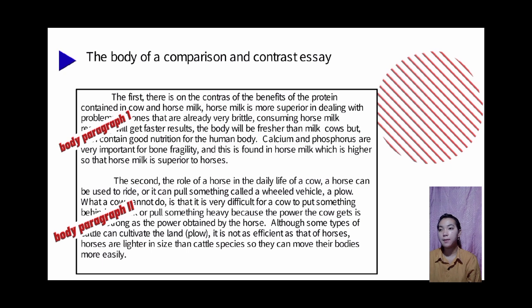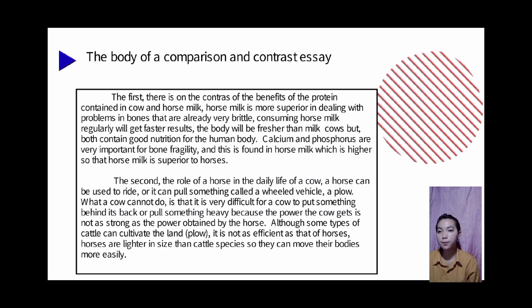And this is the body of a comparison and contrast essay. The first is the contrast of the benefit of the protein contained in cow and horse milk. Horse milk is more superior in dealing with problems in bones that are already very brittle. Consuming horse milk regularly will get faster results.